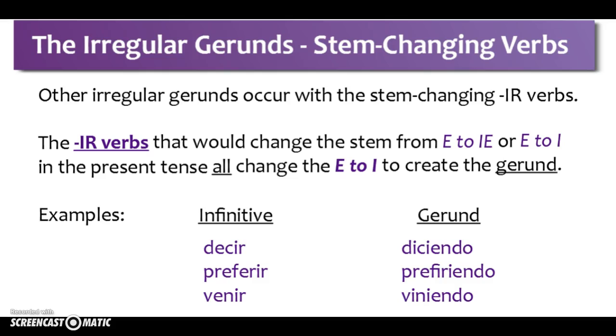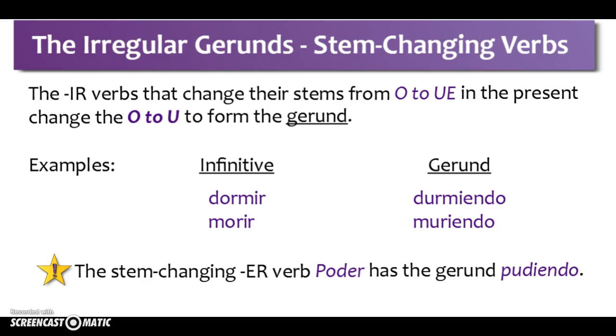So the E that would change in the stem of the verb in a present tense conjugation, we change to an I in the formation of the gerund. We also have those O to UE verbs. An O to UE verb in the present tense is going to go to an O to U form for the gerund, just like it did for the preterite tense. Our examples then were dormir and morir, and we're going to do a similar change and change it to durmiendo and muriendo. O to U change.